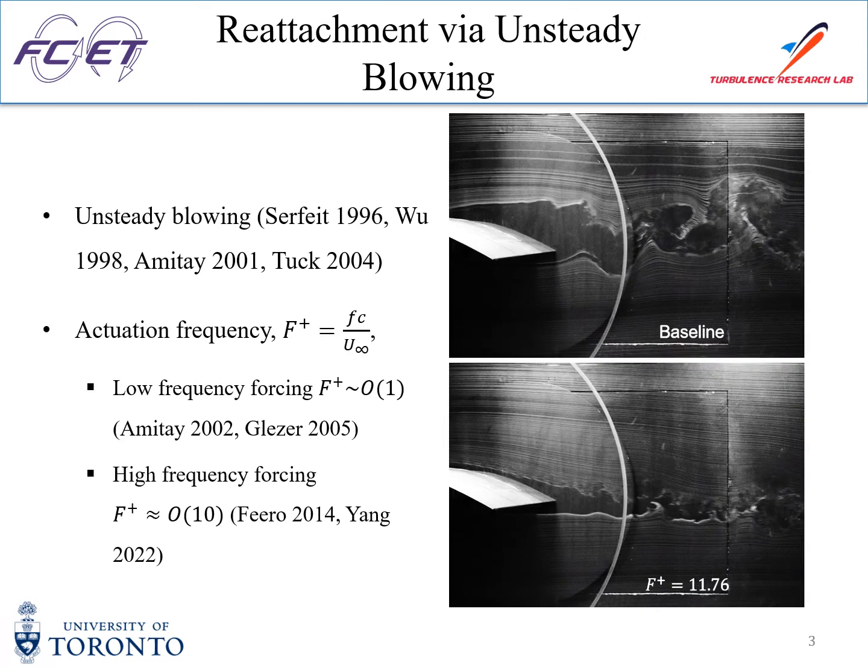Over the past 2 decades, many studies have tried to control flow separation using unsteady blowing, as this can effectively increase the momentum in the boundary layer, which allows the flow to overcome the adverse pressure gradient. An example of controlling the separation can be seen at the right.